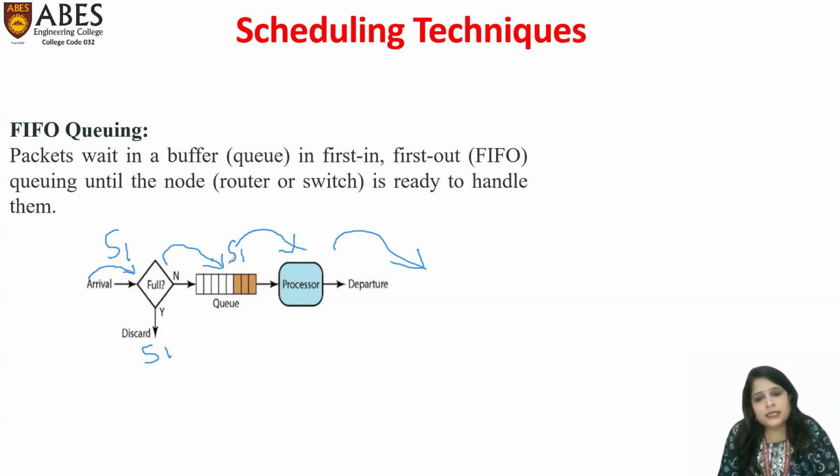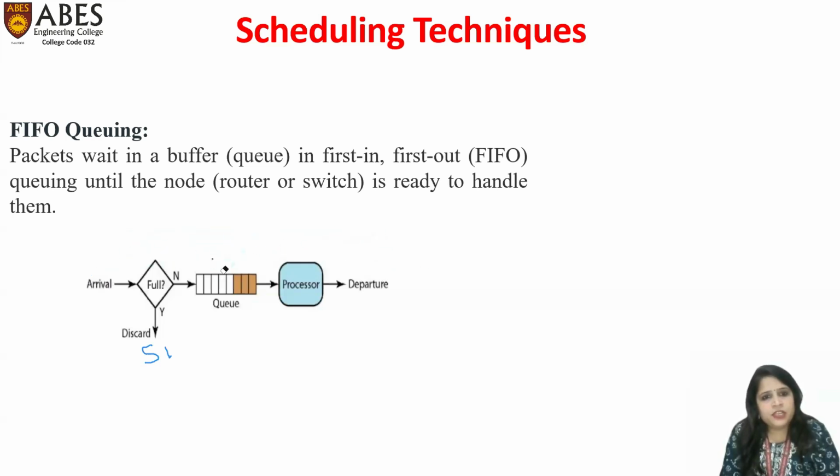Here you can see that this approach does not create congestion in the network, because if our queue is full, we simply discard the packet. If there is some space in the queue, we add the segment into the queue, and one by one the processor picks the segment, processes it, and after that it departs. So this is FIFO queuing. This technique basically helps control congestion in a network, so that we can improve the quality of services.